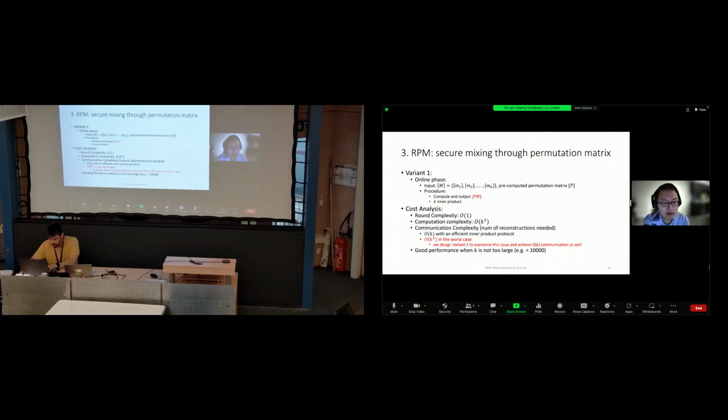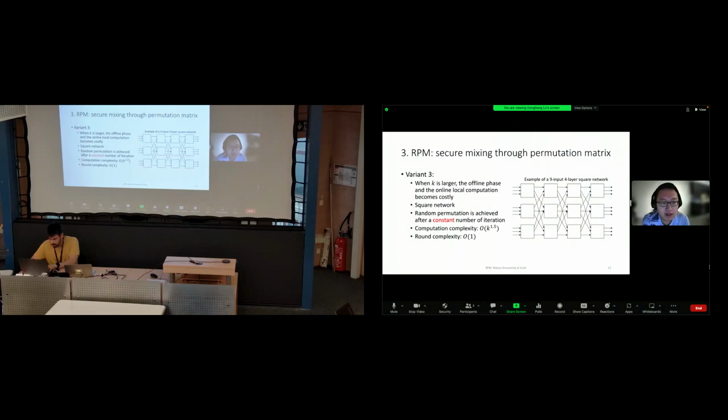It turns out that the first two variants achieve good performance when k is not too large, let's say when we want to mix fewer than 10k messages. However, when the number of messages is larger, the offline phase and the online local computation become very costly. So we thought about how to scale our protocol even more. Here we provide variant 3 with a square network. On the right-hand side, you can see an example of a 9-input 4-layer square network.